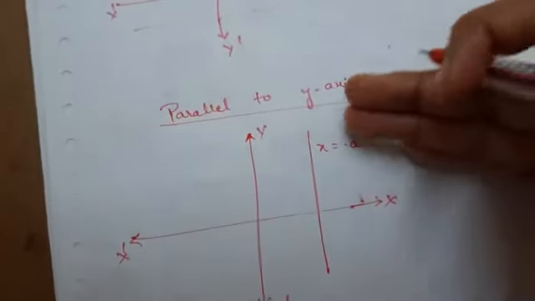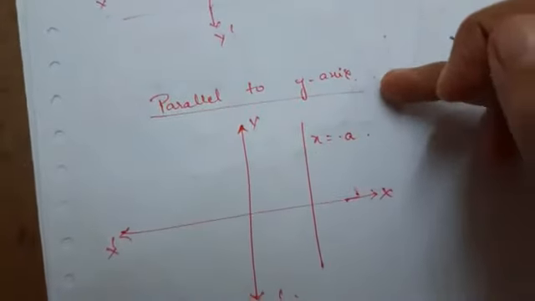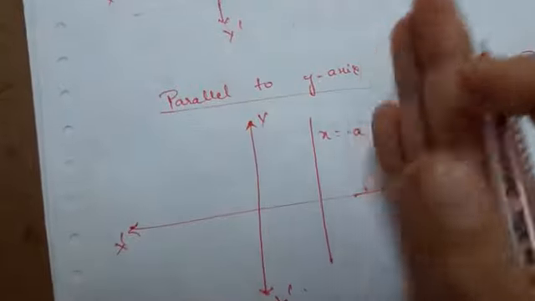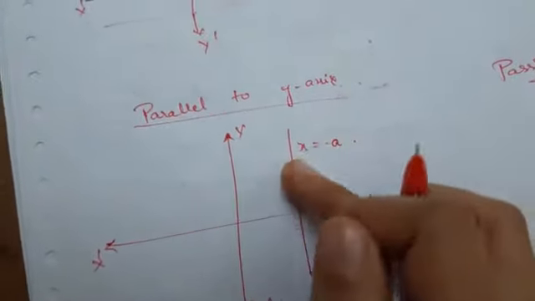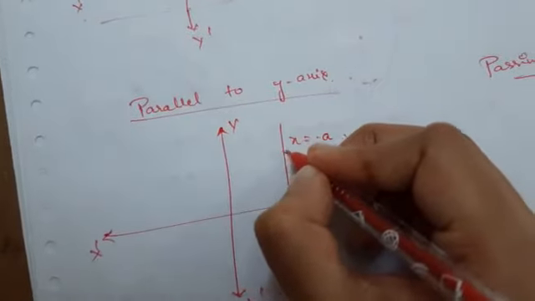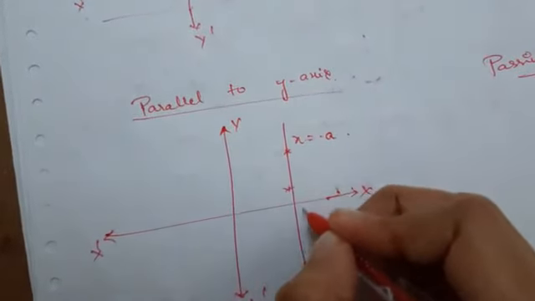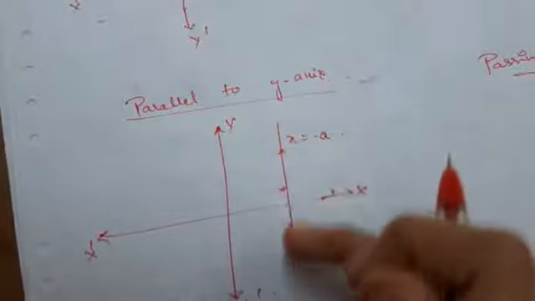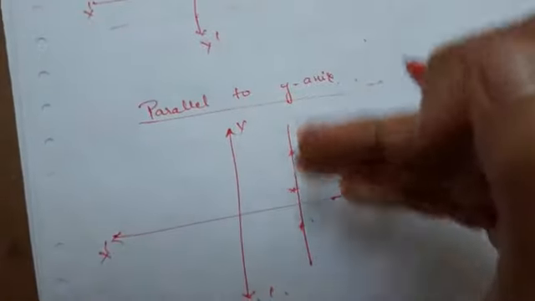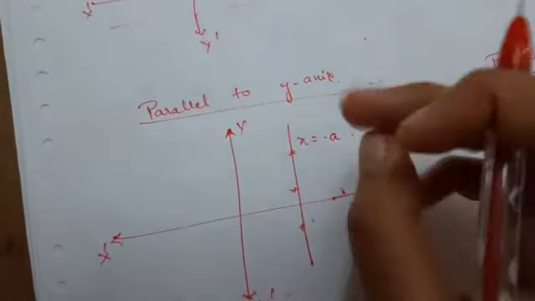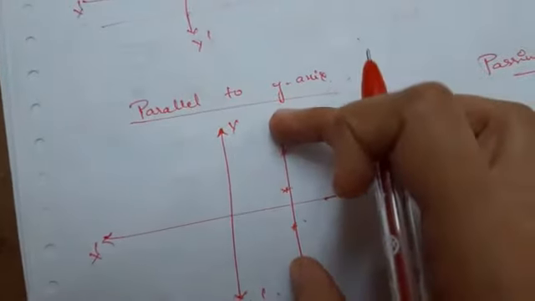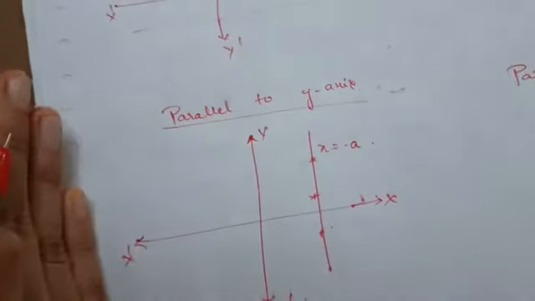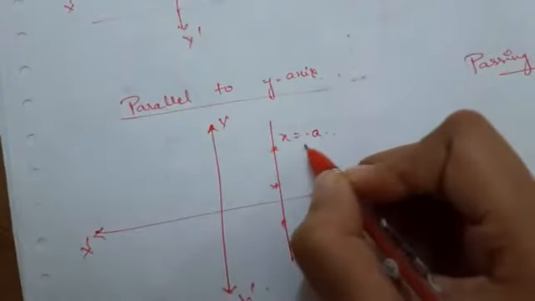The next is parallel to y-axis. When it comes to a line parallel to y-axis, the equation of the line will be in the form x is equal to a. If we take any point upon the line x is equal to a, our x coordinate remains as it is, and only our y coordinate is going to change. Where the line lies, whether towards the right of the y-axis or to the left of the y-axis, purely depends upon the value of a.